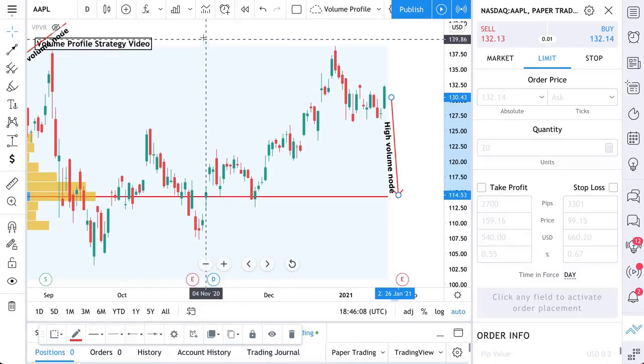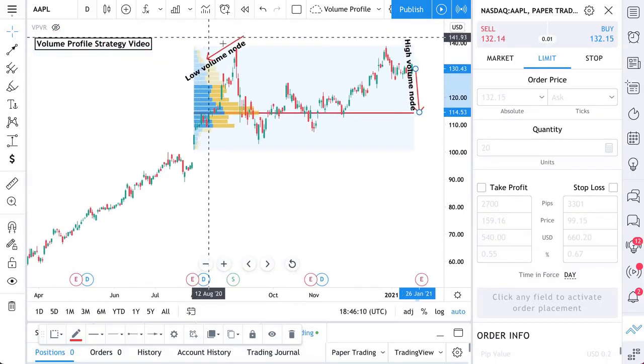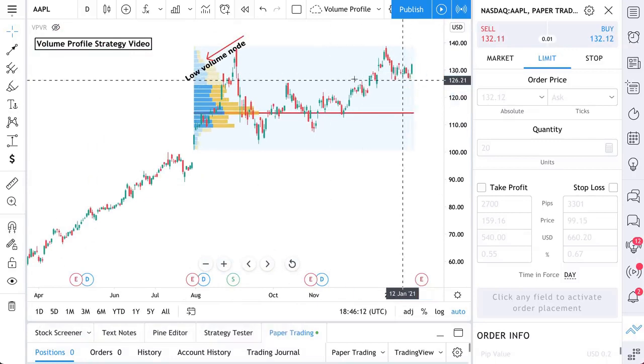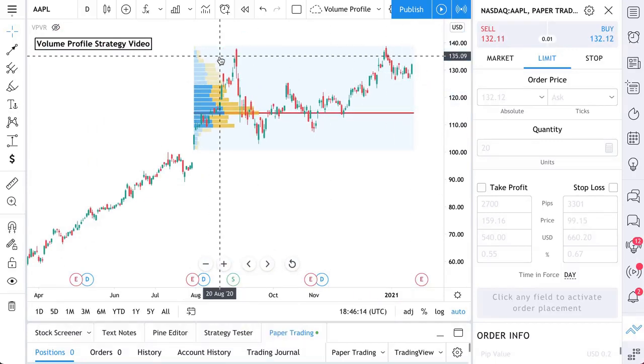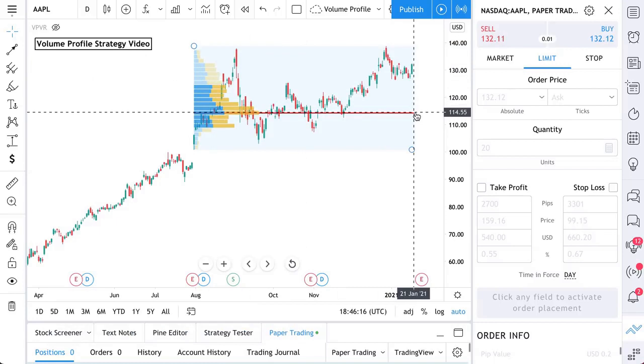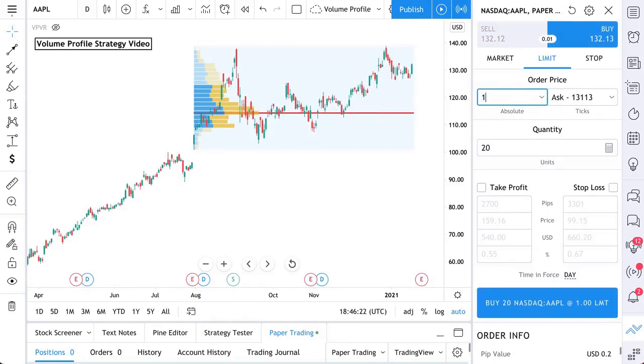So what we did in our volume profile strategy video is we decided that we're going to wait. We're going to sit on our hands. And we believe that about $114 to $115 per share is a better area for us to buy. So in this case, we'll do 115. We will buy 25 shares.